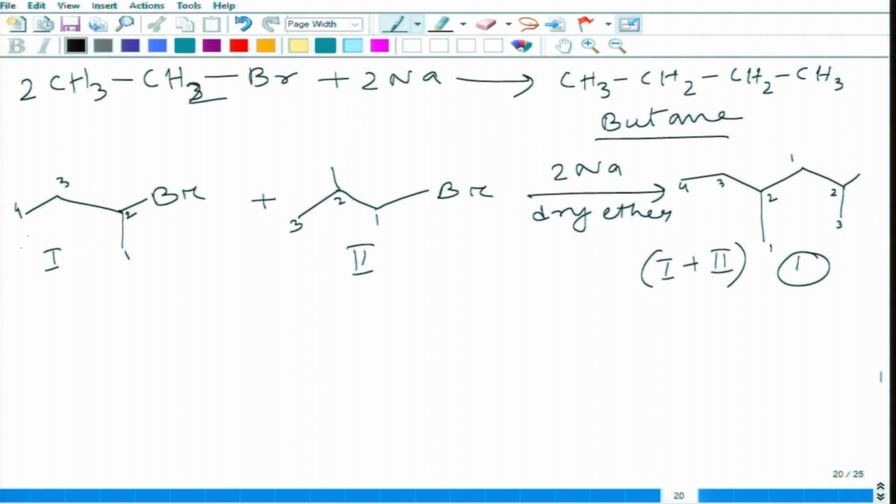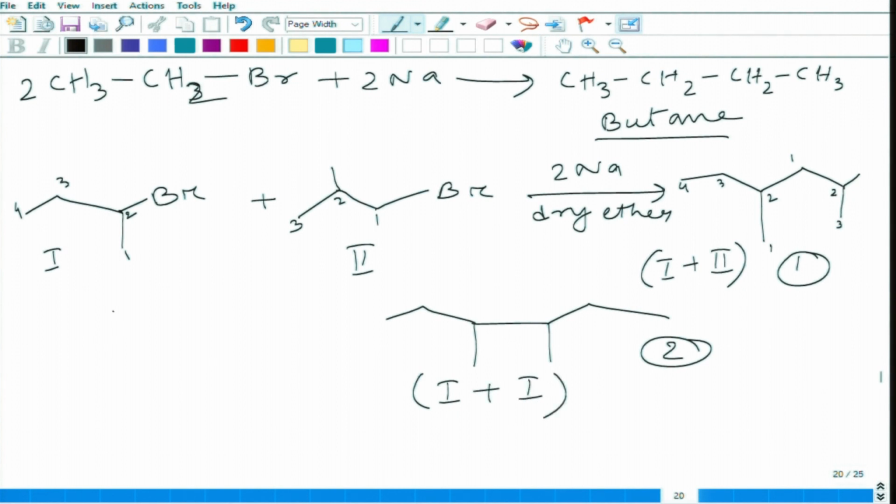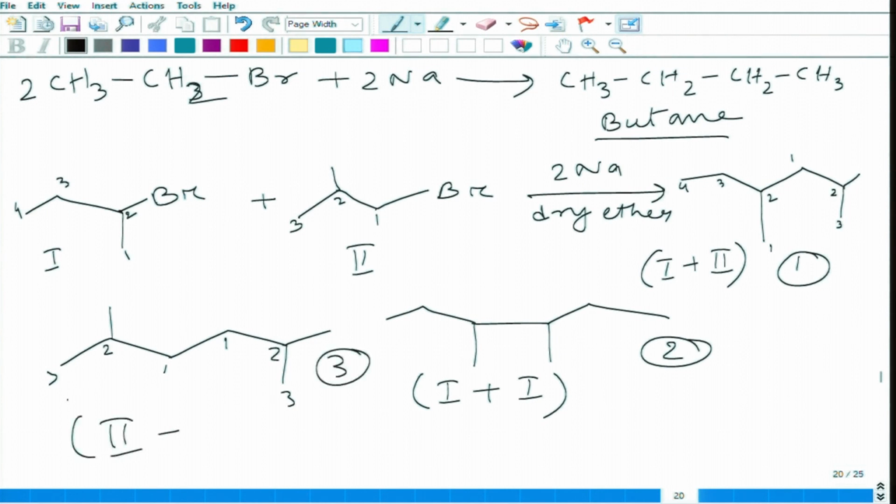Now, 1 can also form a bond with another molecule of 1. So, it will be like this. Okay. So, this is the second possible case, 1 plus 1. We can also have this, right? Okay. This is the third possible case, 2 plus 2. Okay. So, this was the Wurtz reaction.